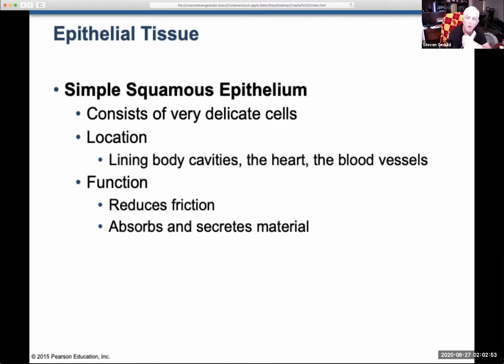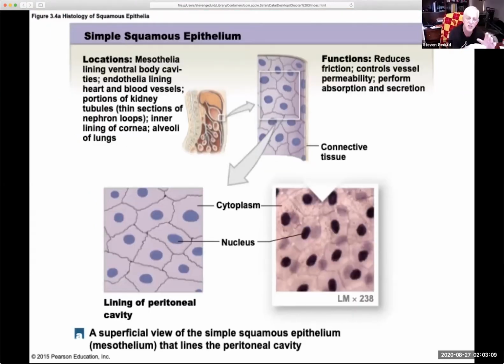They're very delicate cells. Their location is lining body cavities, like the heart and blood vessels, areas where it's protected. They reduce friction. They absorb and secrete materials. Again, they can absorb and secrete because there's only one layer, and they're protected, so they're not getting the abrasion and trauma that other parts of the body get. This is what they look like. It's a single layer. Again, there's the mesothelial lining of the ventral body cavity, and the endothelial lining of the heart and blood vessels, where diffusion has to occur. It reduces friction, controls vessel permeability, and performs absorption and secretion.